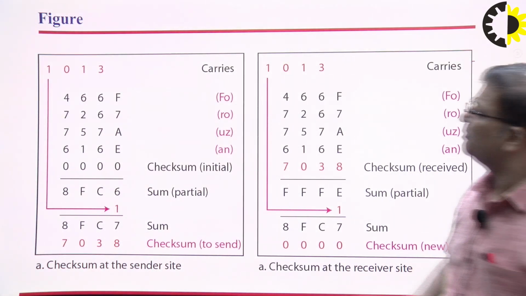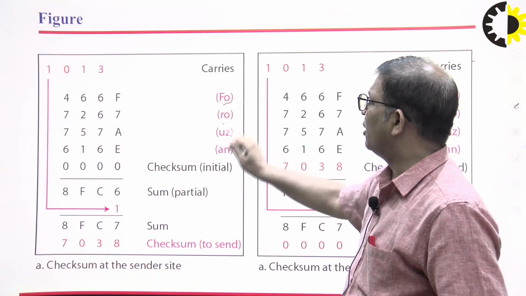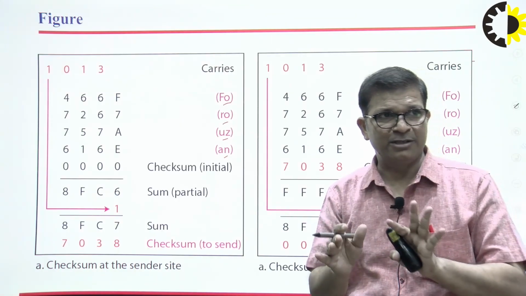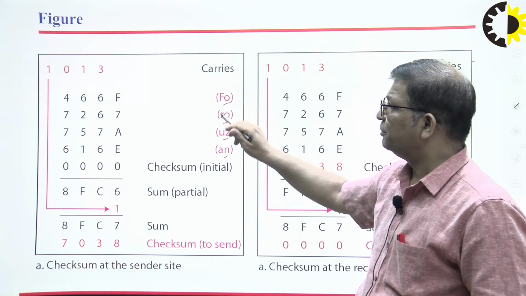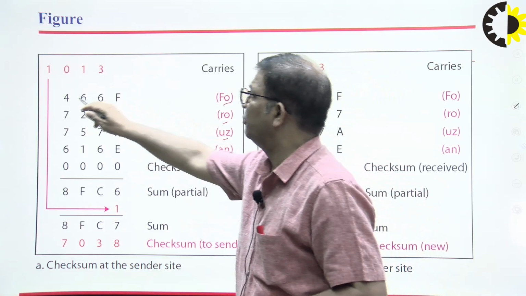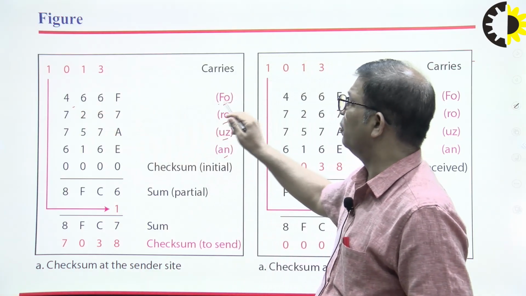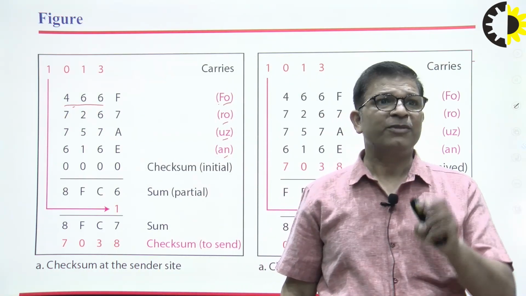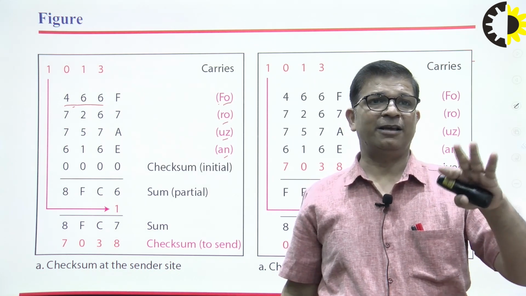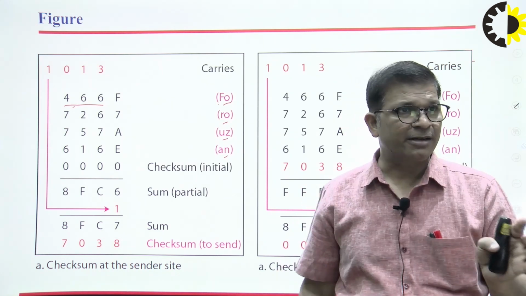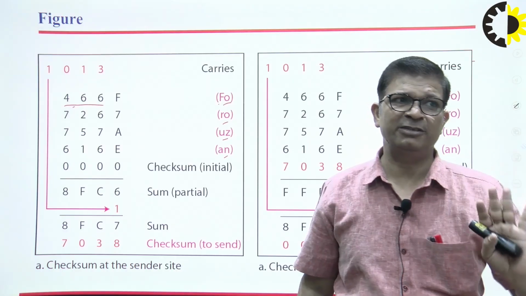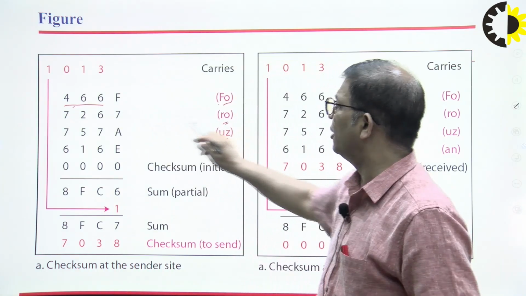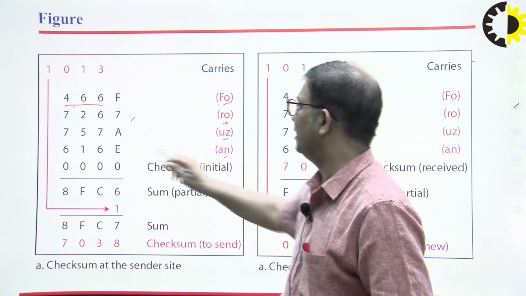Check this one. Let's say, for example, FORO use at AN. Forwarding is the word that you are sending from one device to another device. This FO can be read like this: 466F. How can you read it? These are ASCII characters, and if you convert the ASCII characters into hexadecimal code, it becomes 466F. Similarly, RO is this, UZ is this, AN is this.